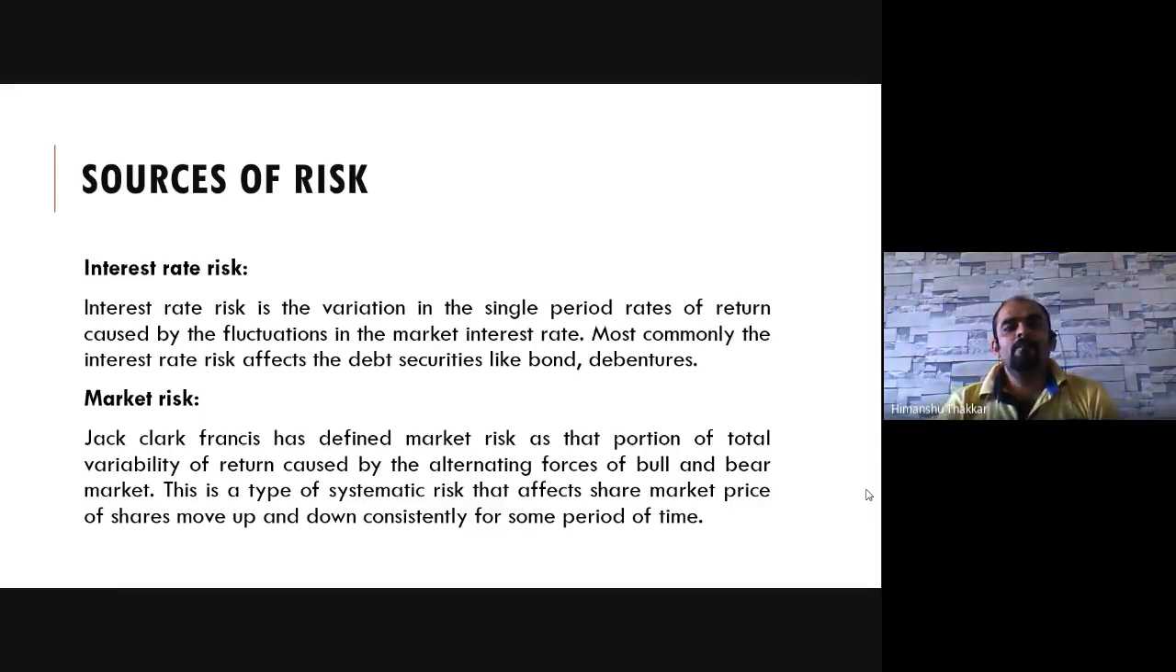Then comes market risk. Jack Clark Francis has defined market risk as that portion of total variability of return caused by the alternative forces of bull and bear market. This is a type of systematic risk that affects share market prices, and shares move up and down consistently for some period of time. So these are called the systematic risk associated with the market. So that is why it is called market risk. You can never predict the market.